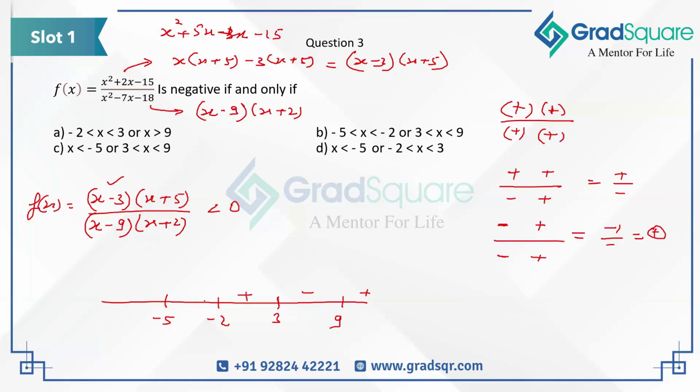Similarly, between minus 5 to minus 2, what is going to happen? You will have a negative value in x minus 3, a positive value in x plus 5, x minus 9 will be negative, and x plus 2 will be negative. So you will get a negative number, and similar to this, at the end, you will get a positive number. You wanted f of x to be less than 0. So x has to be between minus 5 to minus 2 and 3 to 9. Option B is the correct answer.